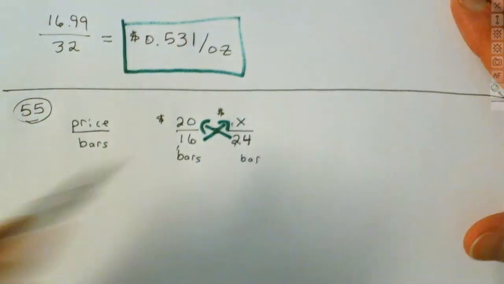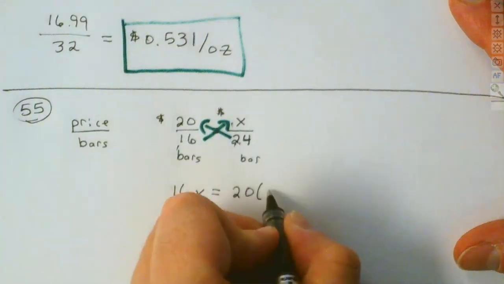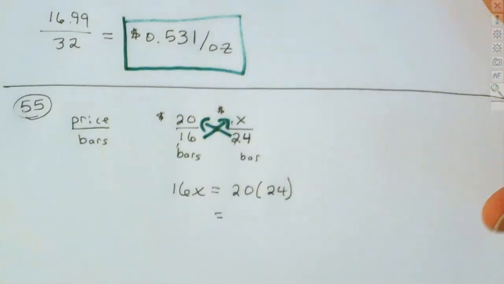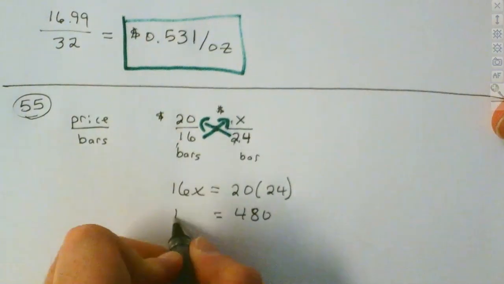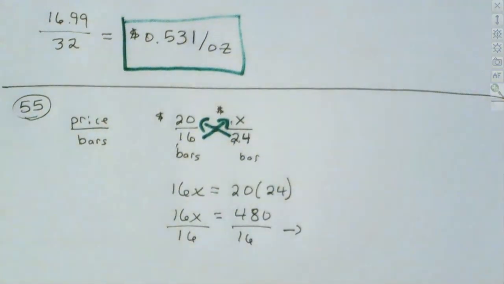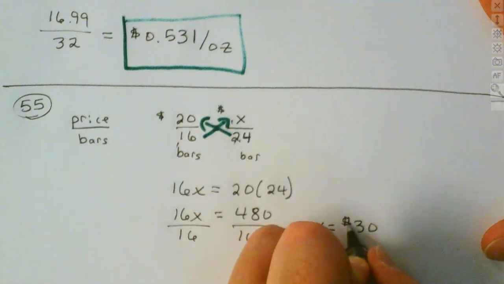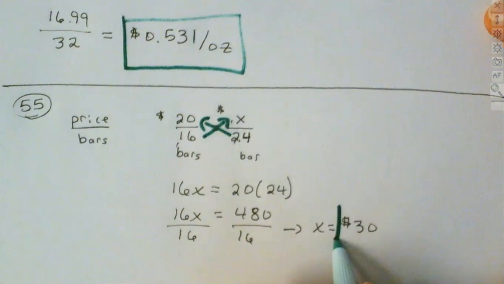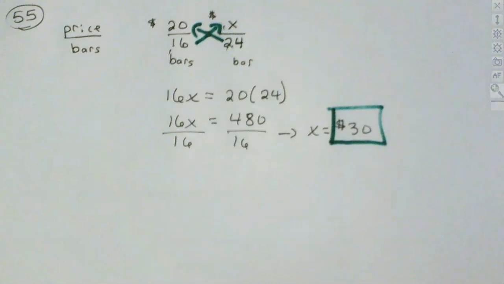So now when I cross multiply, I get 16x, and that's going to equal 20 times the 24. That gives me the 480. I'll divide by my 16. And that gives you then 30. And that 30 is how much I would expect to spend to get 24 candy bars. So I want to go buy 24 candy bars. That's going to cost me $30.